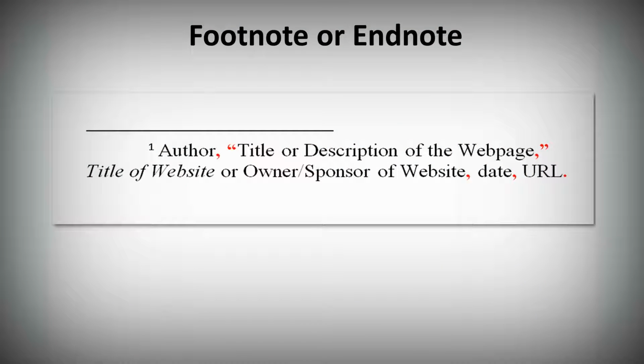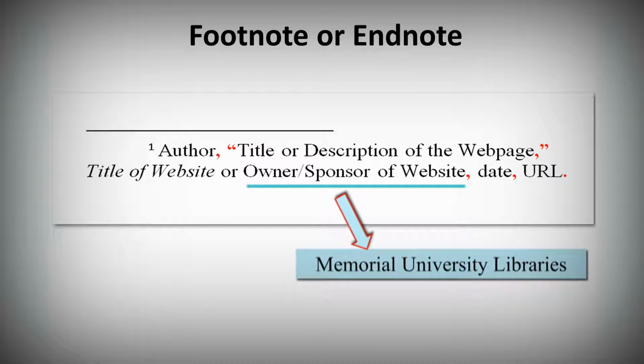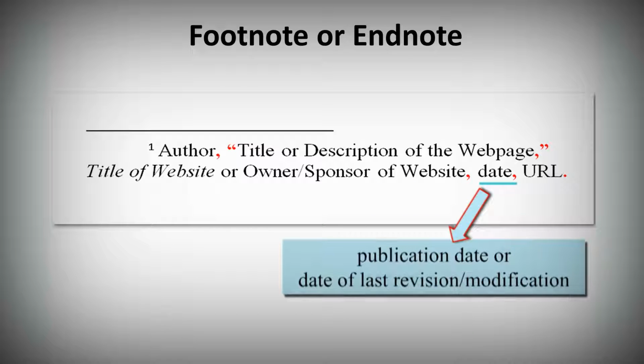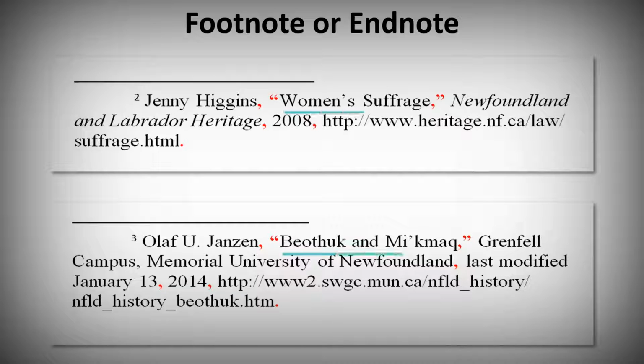In these examples, all punctuation is in red for emphasis. In your actual notes, all font would be black. In your note, include as much of the following information as you can: the author's name, if any, followed by a comma, the title of the web page or document in quotation marks, then either the title of the website in italics, or the owner or sponsor of the site followed by a comma, then the month, day, and year of the publication or of the last revision or modification, followed by a comma, and finally the URL of the web page or document. For example, the title of the web page or document is in quotation marks.